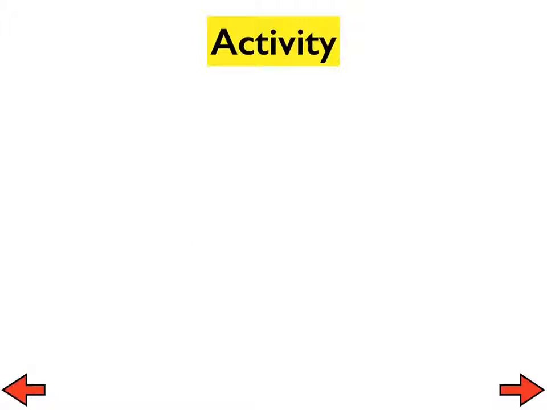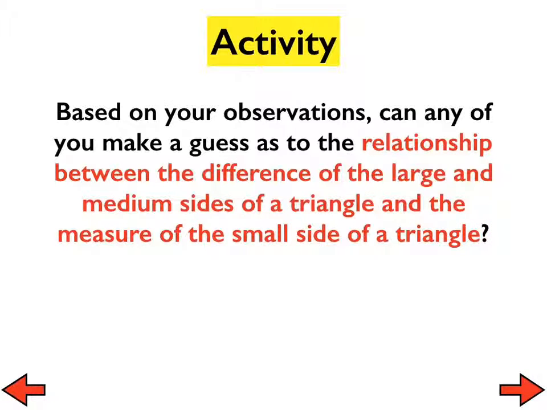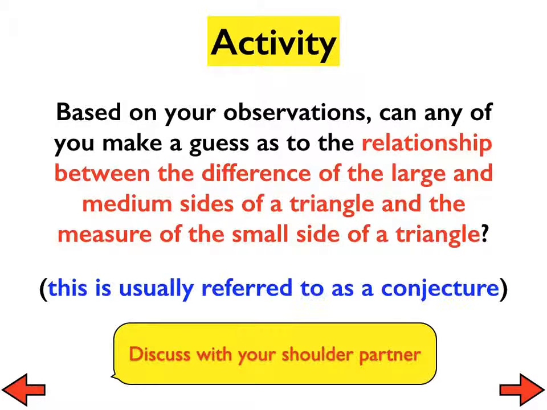Now today, the first thing on your notes, you're going to turn to the back, and we're starting with the activity. So go ahead and finish that with your partner. But today, the conjecture you're drawing is about the difference of the large minus the medium, and that being compared to the small side of the triangle. So go ahead and figure out what has to happen there. All right?